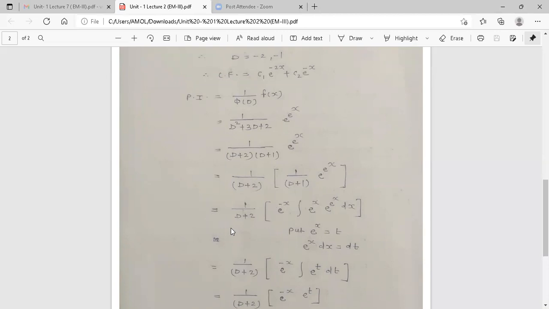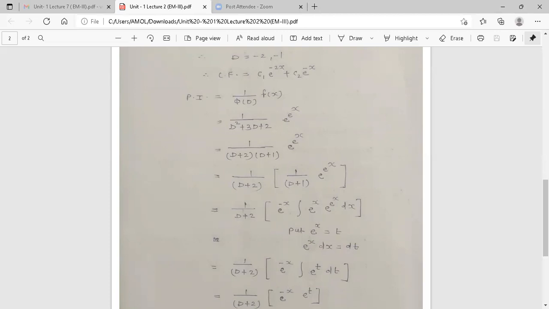It is: the first term as it is, e to the power minus x, and inside the integral e to the power x into f of x. F of x is e to the power x, into dx. Now how to solve this integration? To solve this integration, use the substitution e raised to x is equal to t. So the differentiation is e raised to x dx is equal to dt. So e raised to x into dx is equal to dt, and e raised to x substitution is t. So e raised to t into dt.